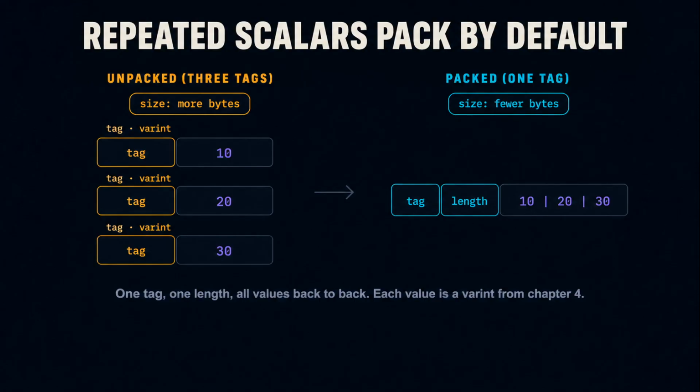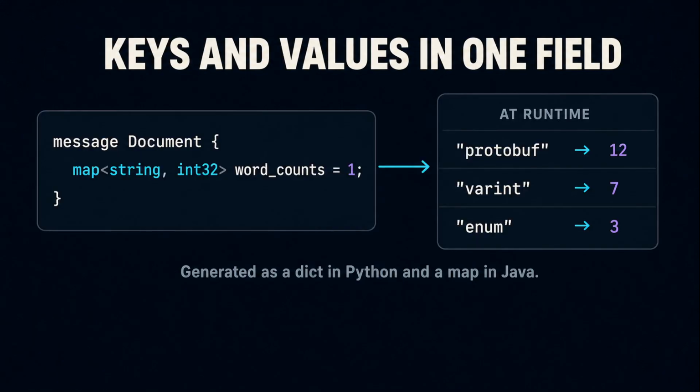The reason strings and messages cannot be packed is the one we just covered. Each one needs its own length prefix. Tags on the outside, varints on the inside.